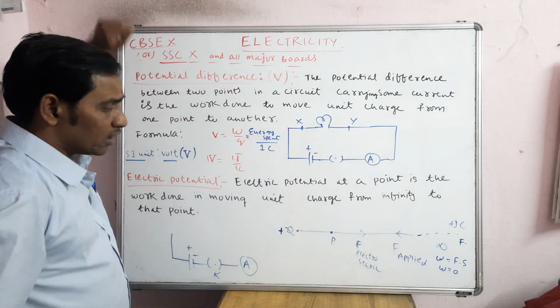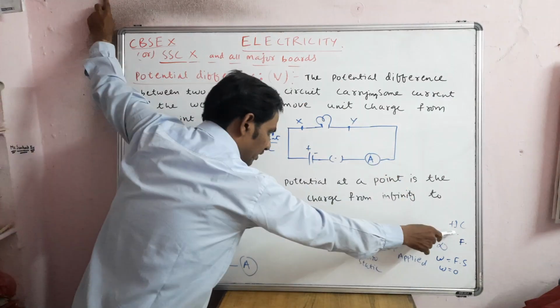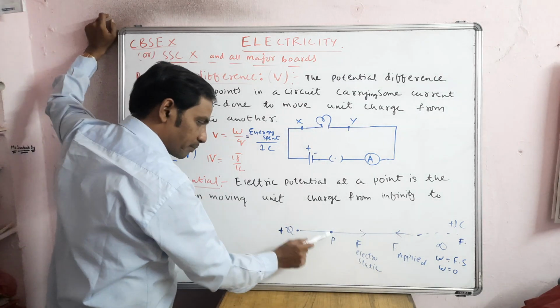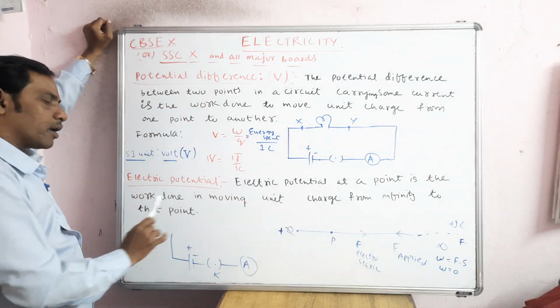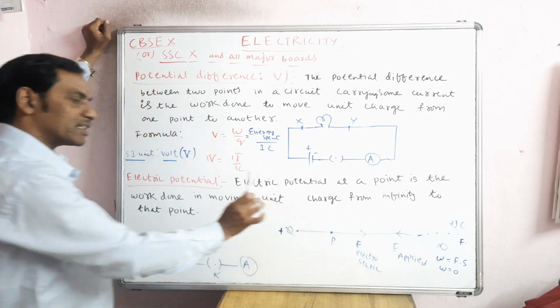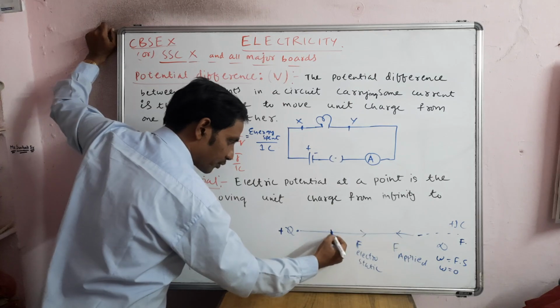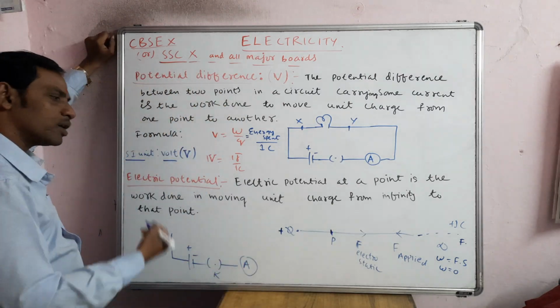So whatever work is done in moving the unit charge up to the point P is nothing but the potential at that point. At that point P, the potential is said to be V.